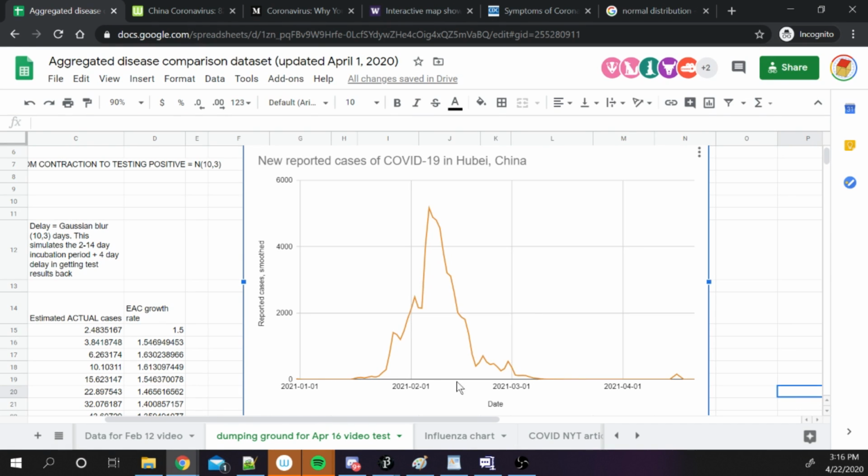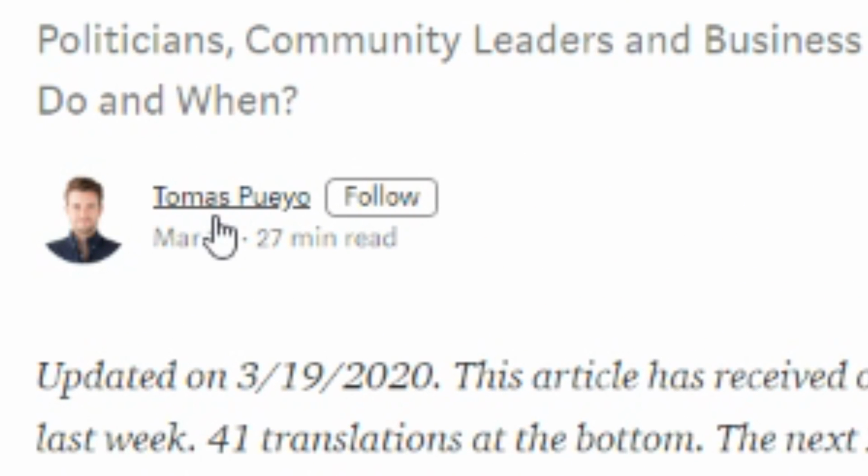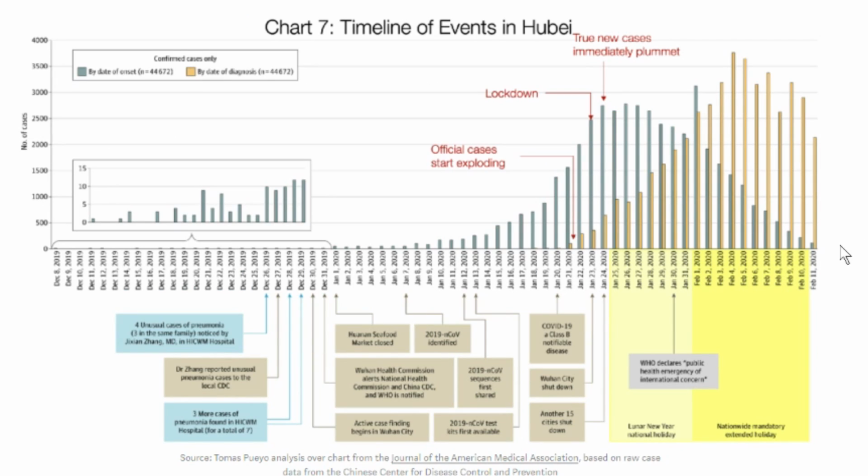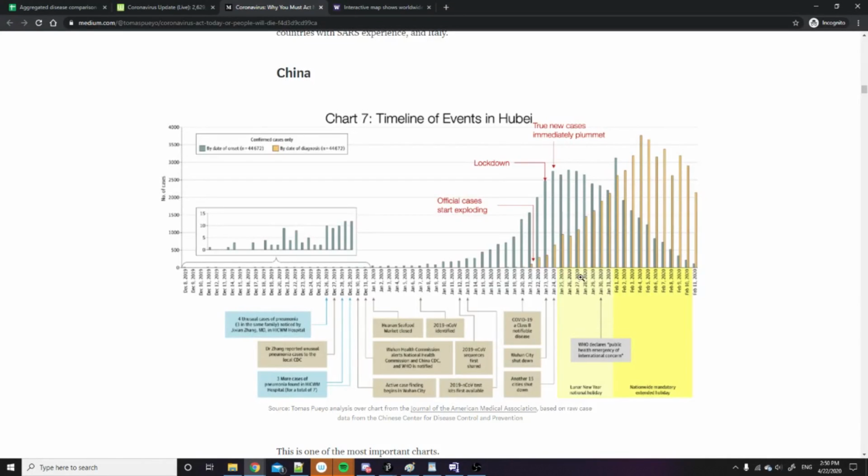So I'm sure by now many of you viewers have already seen this Medium post by Thomas Pueyo, where he shows the reported cases of COVID-19 in Hubei in yellow, but then also shows the actual date that those cases first showed symptoms in blue or bluish gray. And the Chinese government was able to obtain this blue curve by asking patients when they first noticed symptoms in their own personal lives. Why is this important?